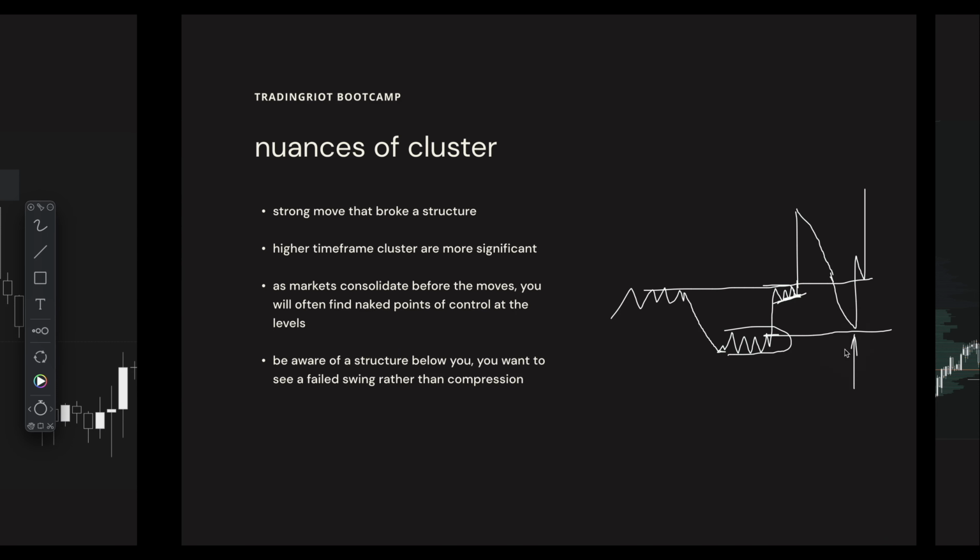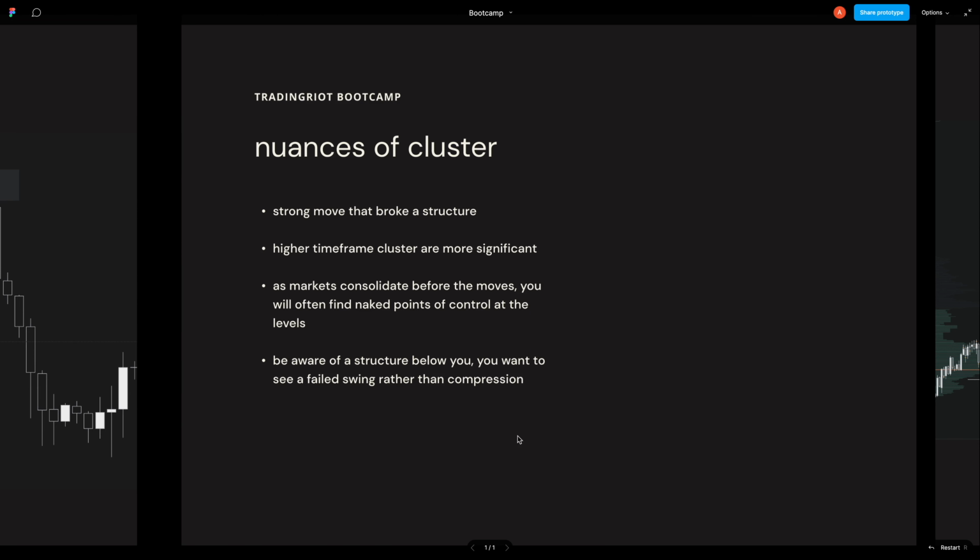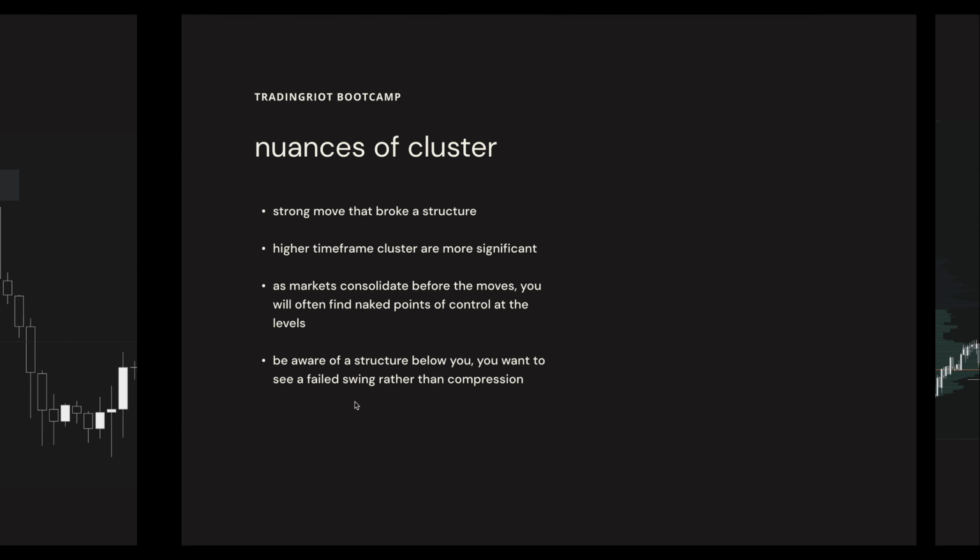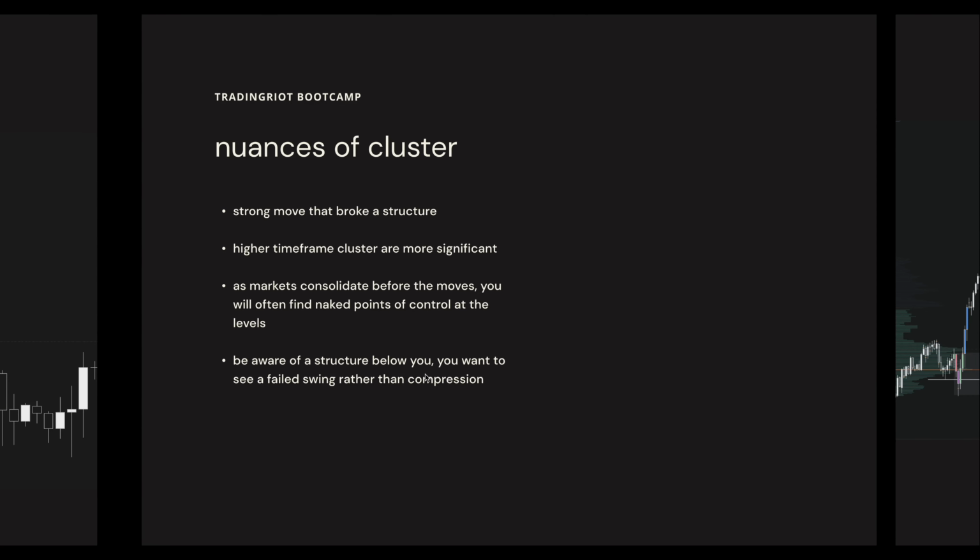So the naked points of control are great for visual maps, and you can be a little bit more clever than people who will simply buy the SR flip when there are high executed volumes below you. As I mentioned, be aware of the structure that is below you. You want to see a failed swing rather than compression.